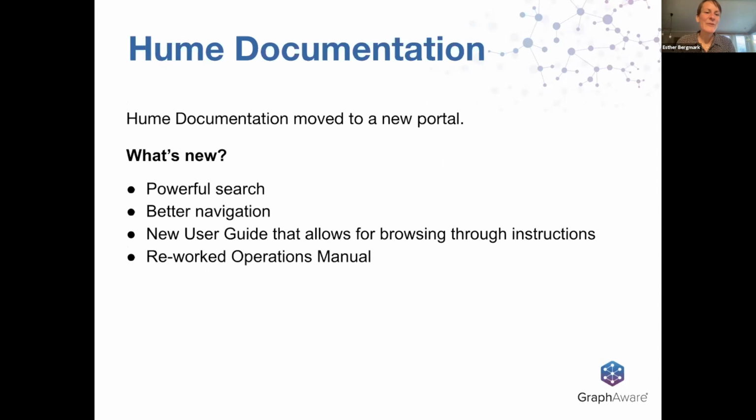Last but not least, we worked on our documentation. We moved the Hume documentation to a new portal, and there you will be able to have a much more powerful search. When you use the search, you will be able to understand better to which part of the documentation the search result takes you. We have a more fine-grained navigation in the new tool. We created a new user guide that allows frequent and infrequent users to pretty much browse through instructions without necessarily having to read them, and orientate themselves more through visual clues, through images, and then bullet-pointed instructions. So it's kind of a quick user guide.